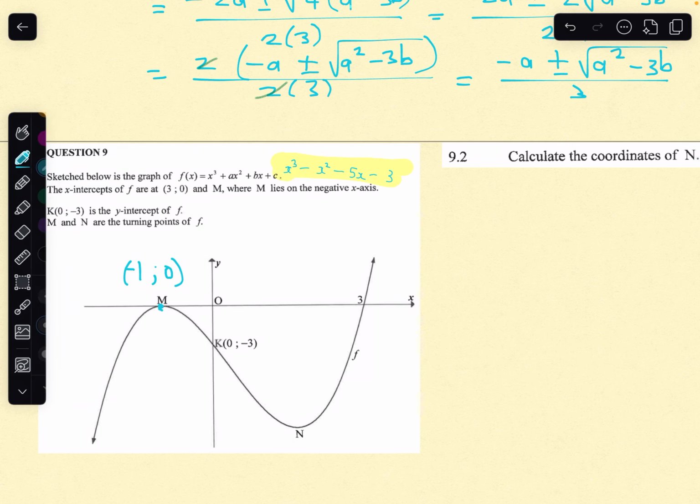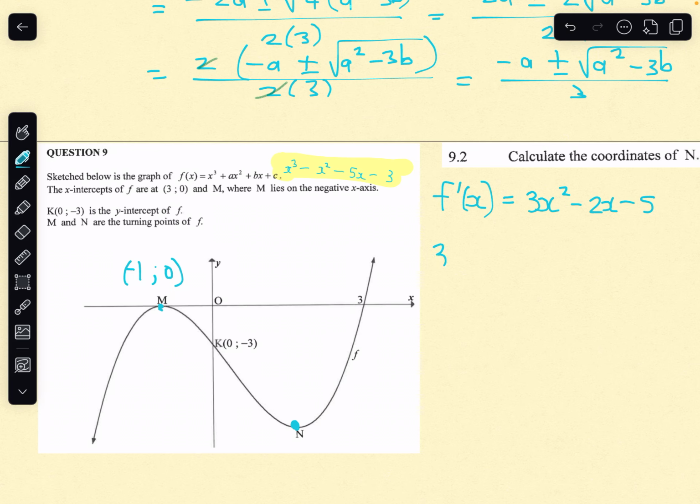Okay, right, next question. Says, calculate the coordinates of n, the other turning point. Okay, so we can do that using calculus. So we know that f prime will be 3x squared minus 2x minus 5. So we're going to look for the place where our gradient is 0. Okay, quadratic equation, we can use quadratic formula. We can use factorizing maybe, hopefully. We do already know that one of the factors is x plus 1 because that's our first turning point. So that helps us a bit.